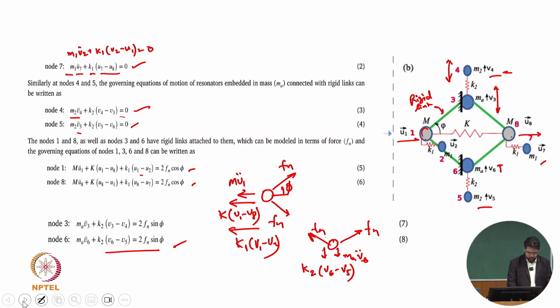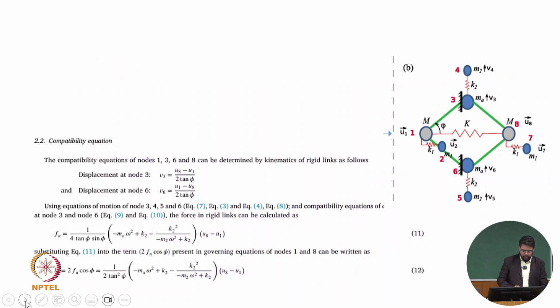Okay, now the next step is the compatibility equation. So we can write the displacement of node 3, v3, equal to u8 minus u1 divided by tan phi, because that link is a rigid link, and due to its movement they are constraint equations. From that we can substitute those things and calculate whatever the force is.